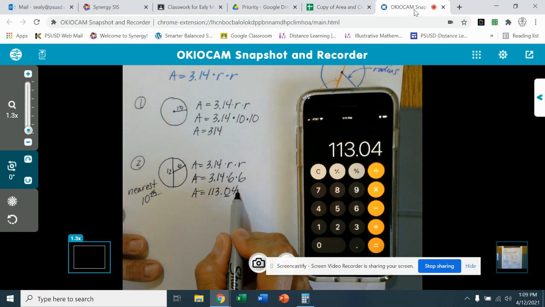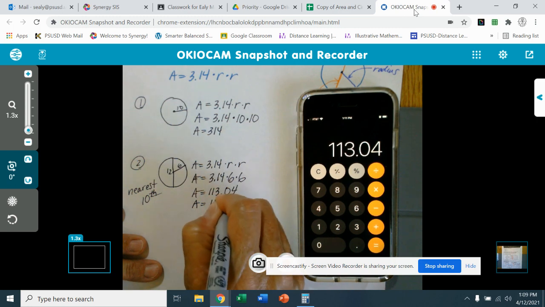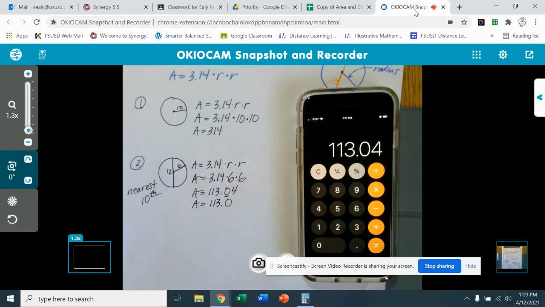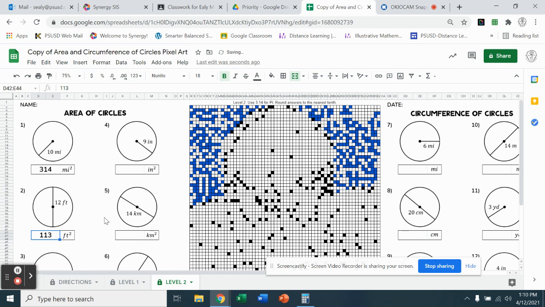Now, this is less than 5, so that means this is going to stay a 0. That would stay like that. Okay, let's put our answer in and see if we're correct. And you can put just 113 and it appears and it turns black, so I am correct. Okay, let's do a circumference problem.